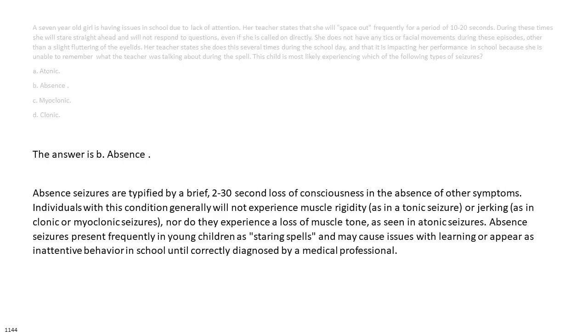The answer is B. Absence. Absence seizures are typified by a brief, 2 to 30-second loss of consciousness in the absence of other symptoms. Individuals with this condition generally will not experience muscle rigidity, as in a tonic seizure, or jerking, as in clonic or myoclonic seizures, nor do they experience a loss of muscle tone, as seen in atonic seizures.